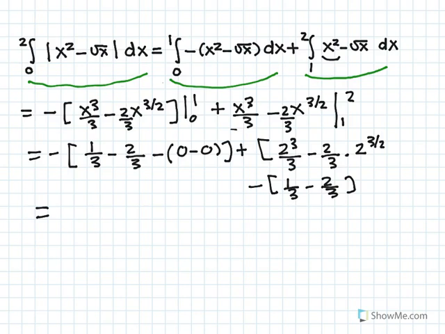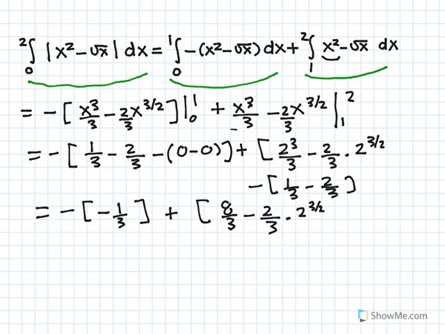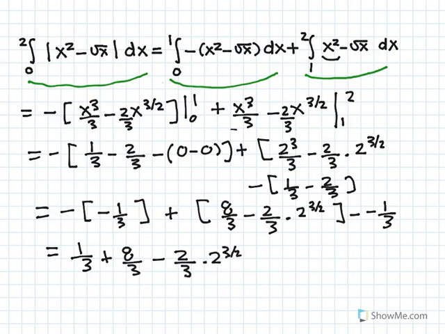So let's simplify all of this. We get negative 1/3 minus 2/3 is negative 1/3. And that's plus, and here we have 2 cubed over 3, that is 8 over 3, minus 2 over 3 times 2 to the 3/2. And minus 1/3 minus 2/3 is negative 1/3. Simplifying further, we get 1/3 plus 8/3 minus 2 over 3 times 2 to the 3/2. Minus minus will give us plus 1/3.